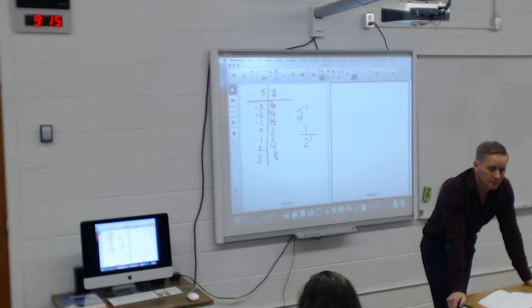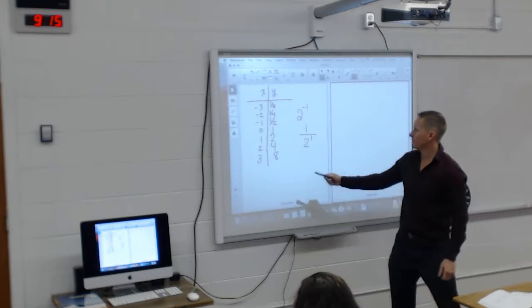X is an element of all reals. What's the range in this graph? Y is greater than 0.